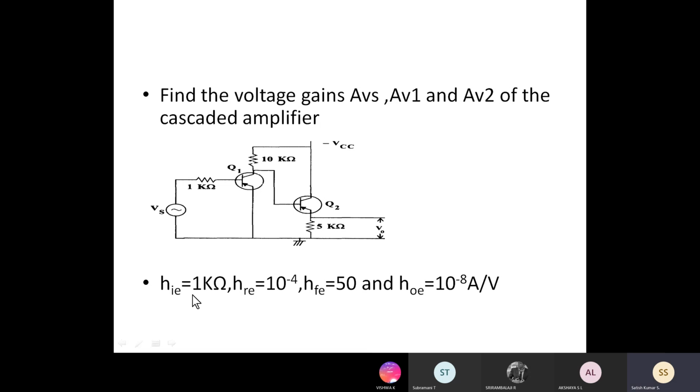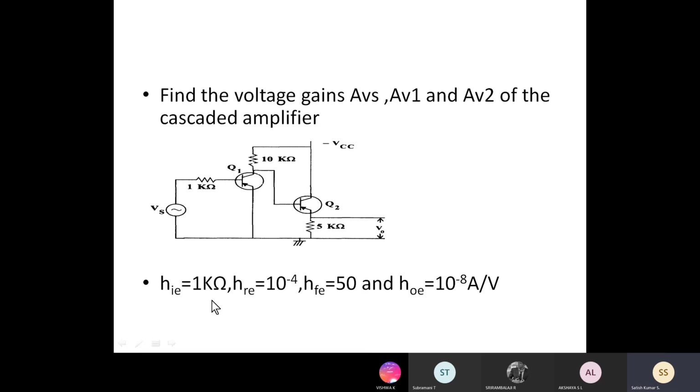And the H parameter values are given. The H parameters are nothing but input impedance, output impedance, forward gain, and reverse voltage gain. Okay. E is mentioned as emitter, that's why they are taken like that. So HIE is 1 kilo ohm. HRE is 10 to the power of -4. HFE, the forward gain, is 50, and the output admittance HOE is 10 to the power of -8 ampere per volt. So these are the values given.